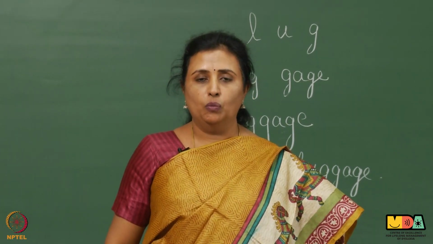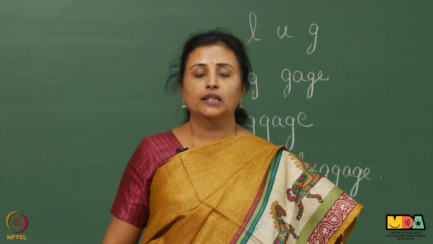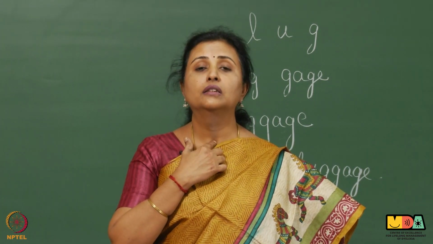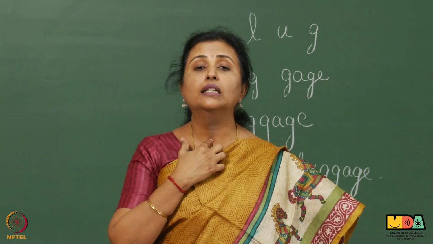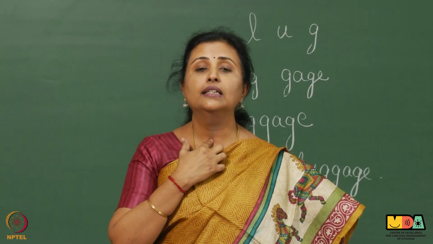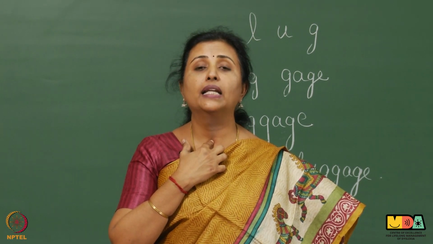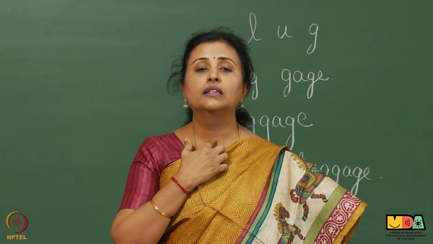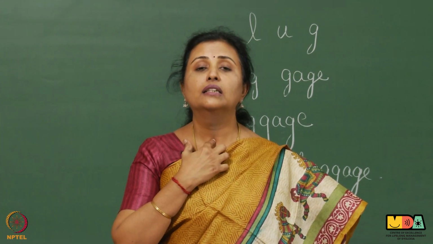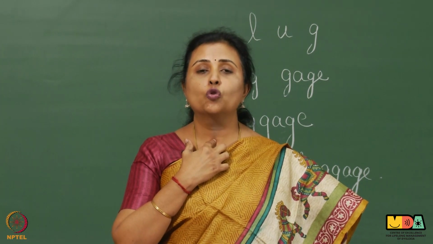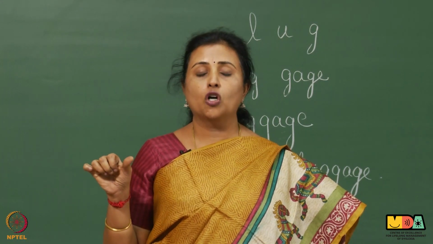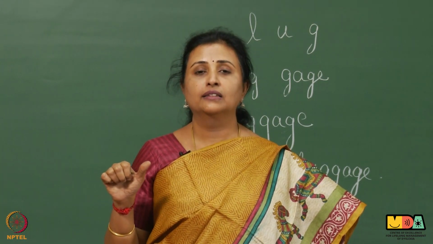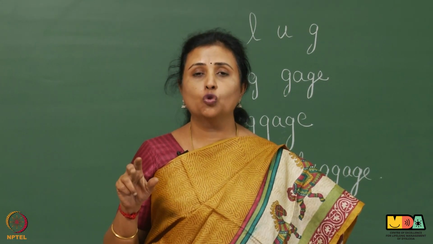The next vowel, U. The sound comes from here. Please put your finger here and see. As in up, umbrella, under, uncle. The short sound of U is U. Again, the short sound of A is A. Short sound of O is O. Short sound of U is U.